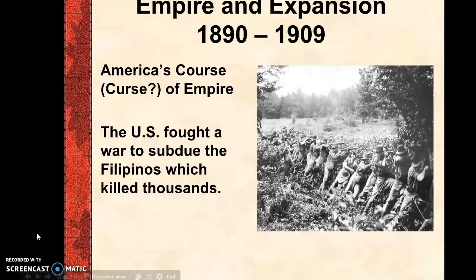America's course, or curse, of empire. The U.S. fought a war to subdue the Filipinos, which killed thousands. The United States acquired the Philippines along with Puerto Rico and Guam from Spain as a result of this war.